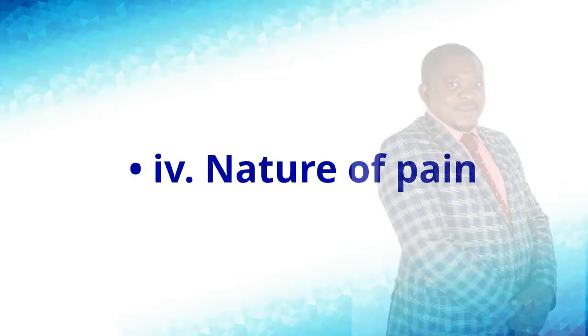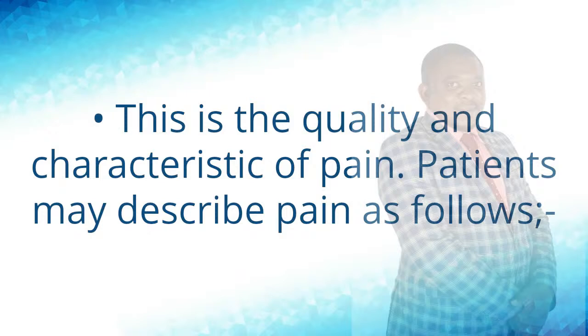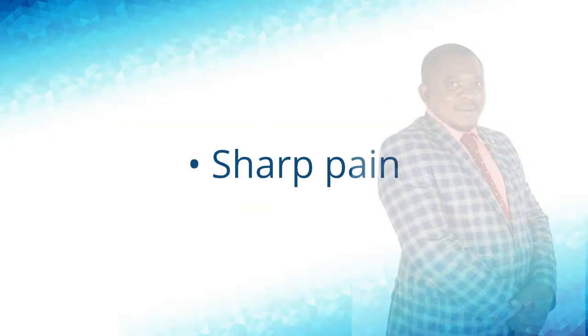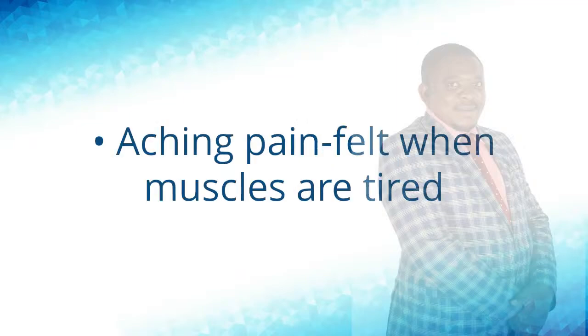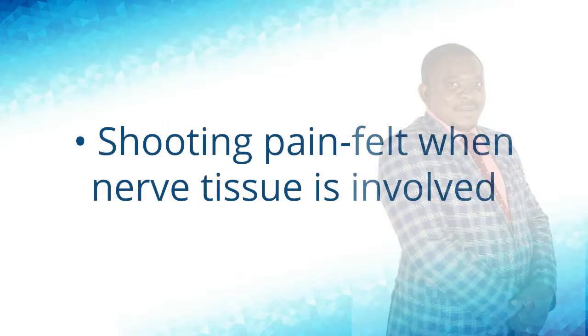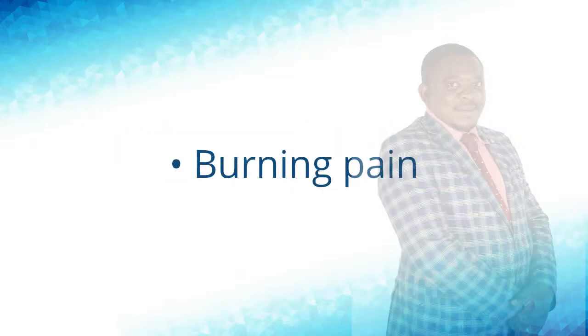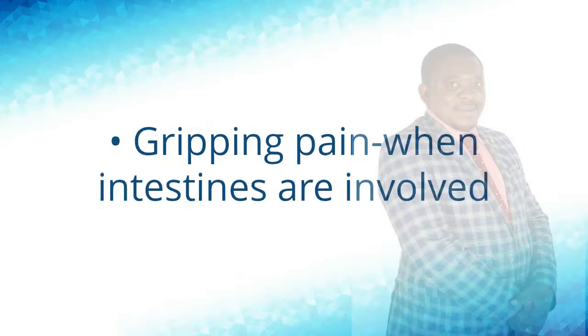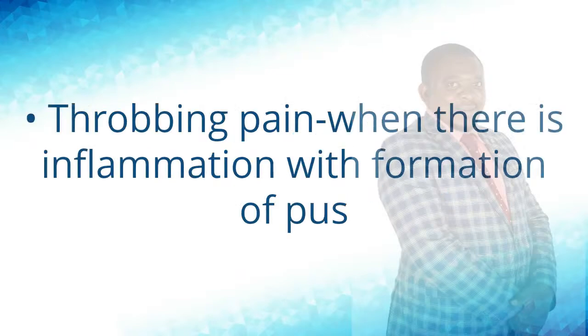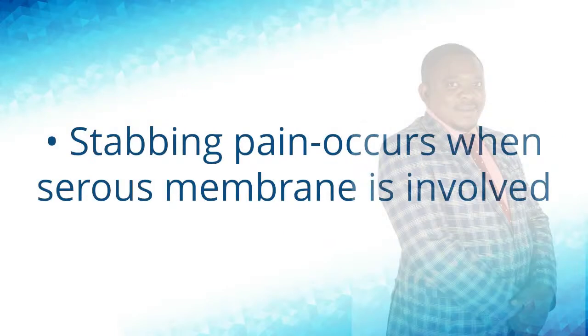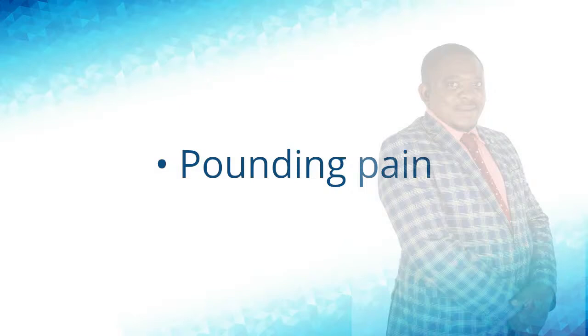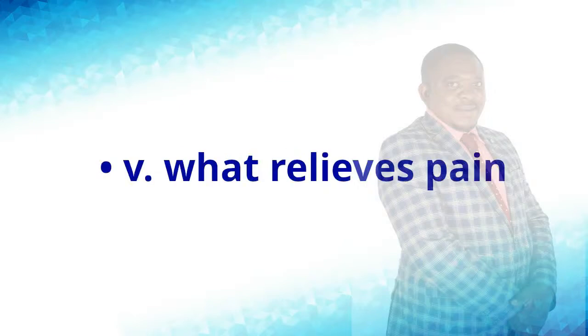4. Nature of pain. This is the quality and characteristic of pain. Patients may describe pain as follows. Sharp pain. Aching pain felt when muscles are tired. Shooting pain felt when nerve tissue is involved. Burning pain. Gripping pain when intestines are involved. Throbbing pain when there is inflammation with formation of pus. Stabbing pain occurs when serous membrane is involved. Pounding pain.